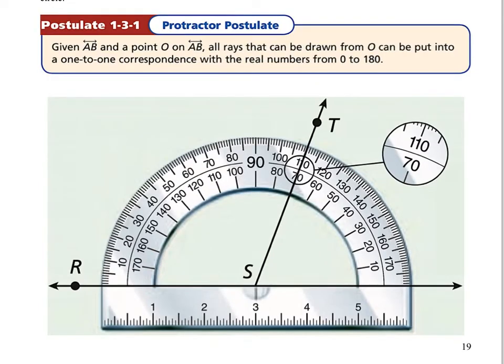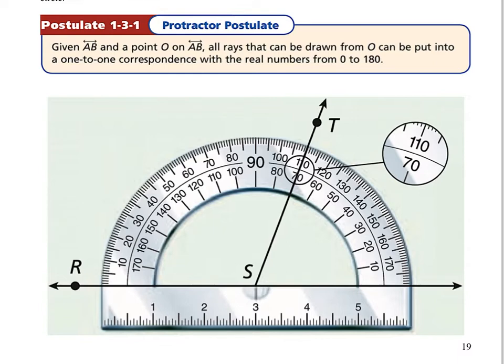We have something that we call the protractor postulate, and it says, given a line AB and a point O on line AB, all rays that can be drawn from point O can be given a 1-to-1 correspondence with the real numbers from 0 to 180. And that's a very fancy and formal way of saying anytime we have an angle, we can use a protractor to measure it. We just have to line up one of the rays that make the angle with the line on our protractor.